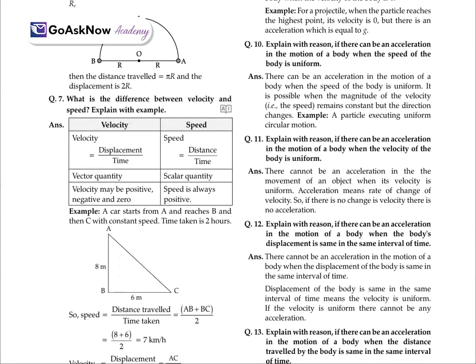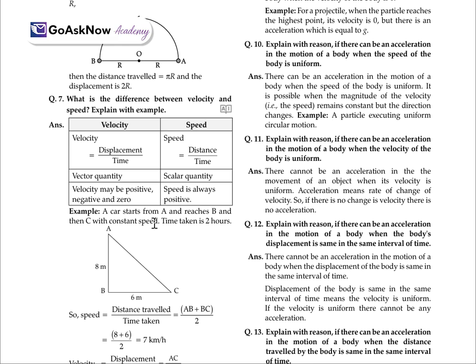Likewise, what is the difference between velocity and speed? Same, you'll have to explain what velocity is. It is the rate of change of displacement with respect to time. Speed is the rate of change of distance with respect to time. Velocity is a vector quantity, speed is a scalar quantity. Velocity may be positive, negative or zero, and speed is always positive.